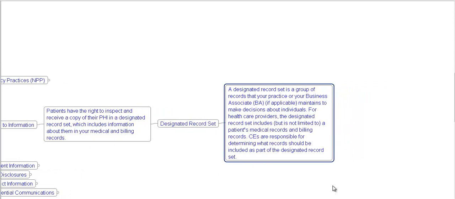A designated record set is a group of records that your practice or your business associate maintains to make decisions about individuals. For healthcare providers, the designated record set includes, but is not limited to, a patient's medical record and billing record. Covered entities are responsible for determining what records must be included as part of the designated record set.